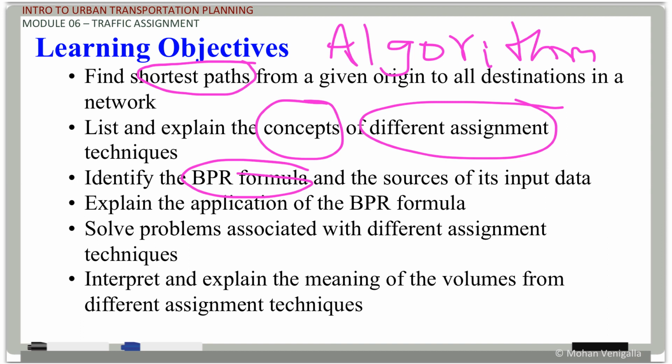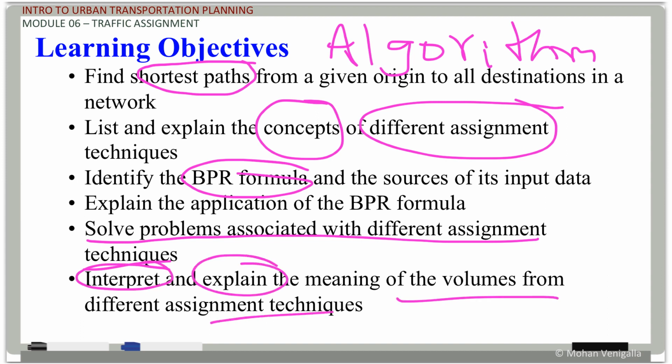The next one is we are going to solve some problems with each of the assignment techniques we look at. And not only that, we have to interpret and explain the meaning of volumes from different assignment techniques, and then you should be able to compare which is better and which is not.